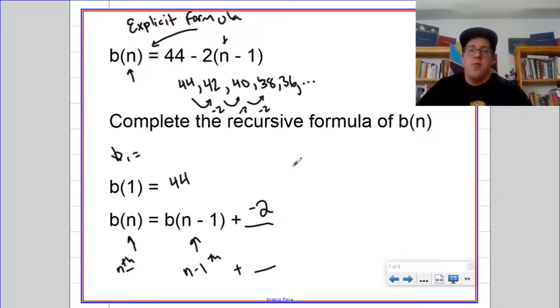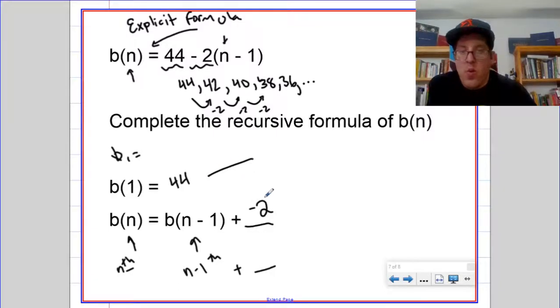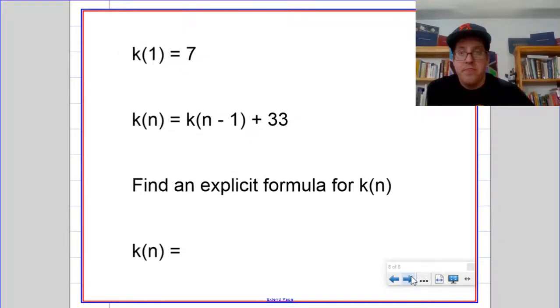Okay, an explicit formula has one part. It tells you where you're starting and what you're going by. A recursive formula has two parts. It tells you where you're starting and what you're going by. All right. Now, if you don't mind, we're going to do that in reverse.